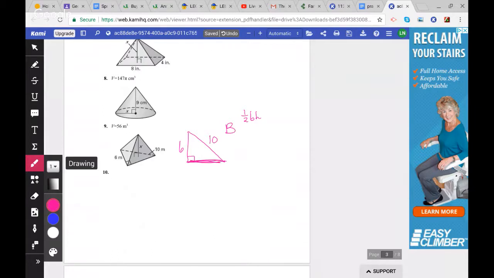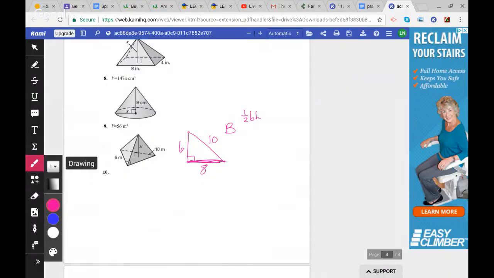Oh, this one's a special triangle or whatever. Yeah, the Pythagorean triple. Pythagorean triple. So then it would be 8 as the base. You got it.